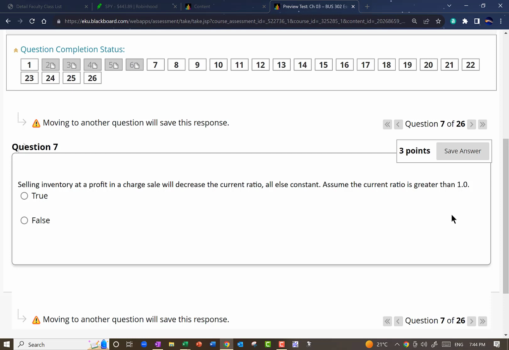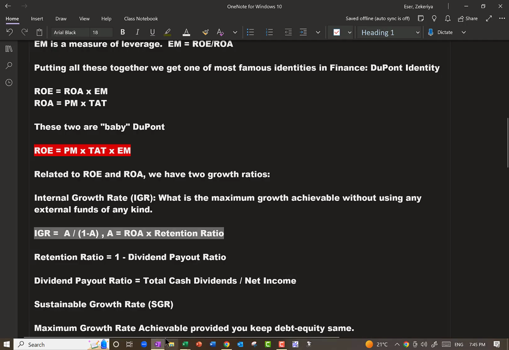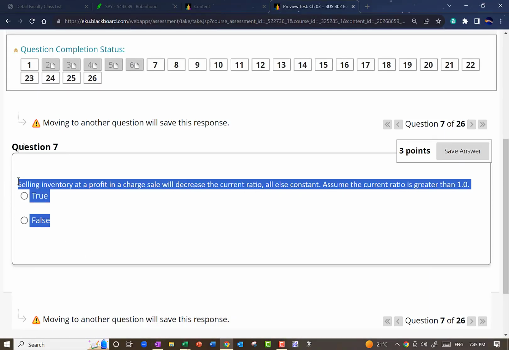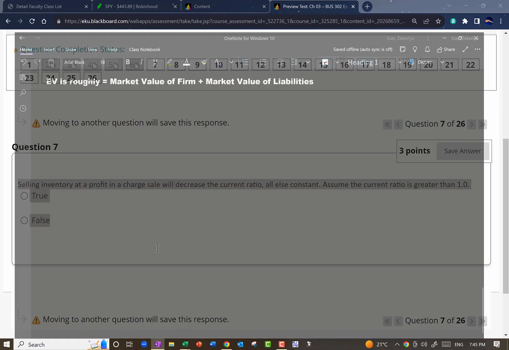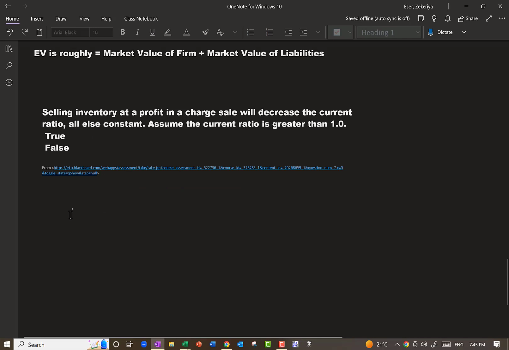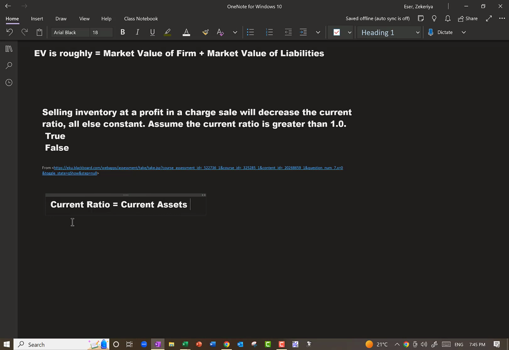Why? Because the inventory is going to decrease by X percentage, and the cash will increase by Y percentage. I mean, let's think about it. Let me copy this. Current ratio is current assets divided by current liabilities.